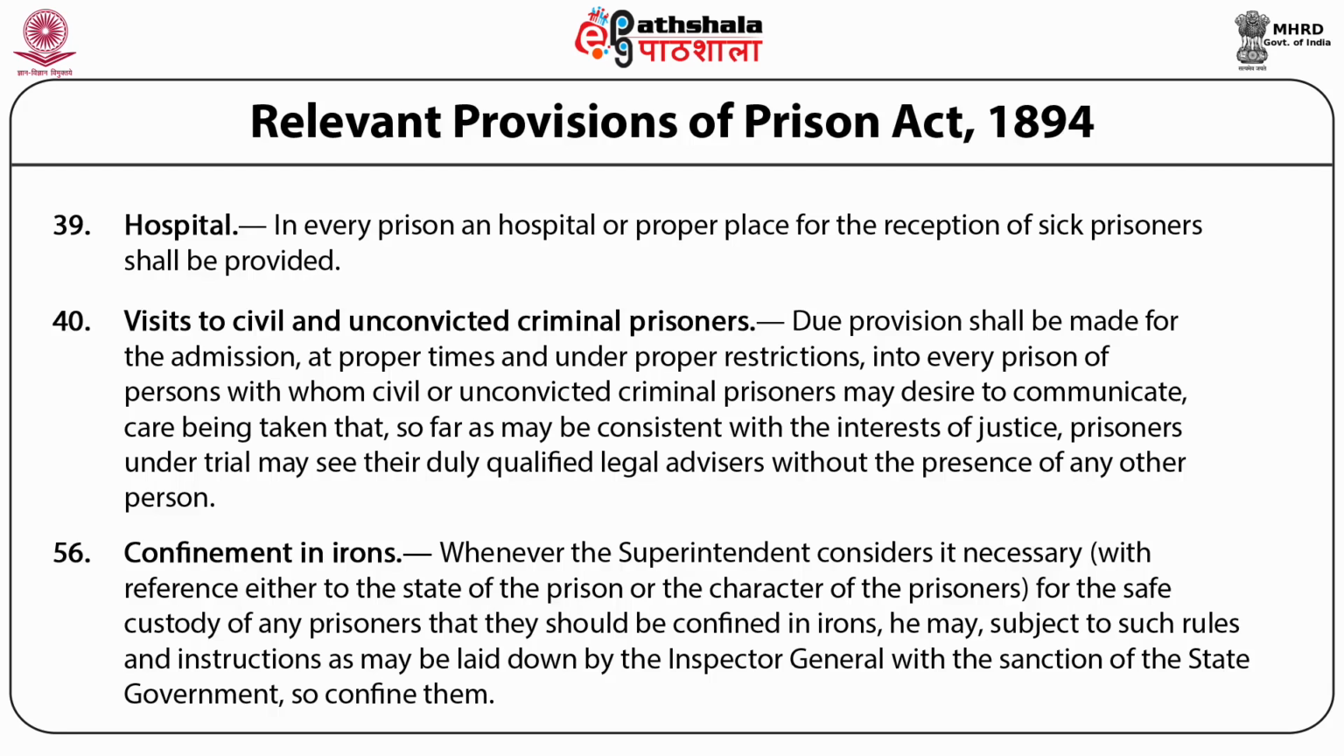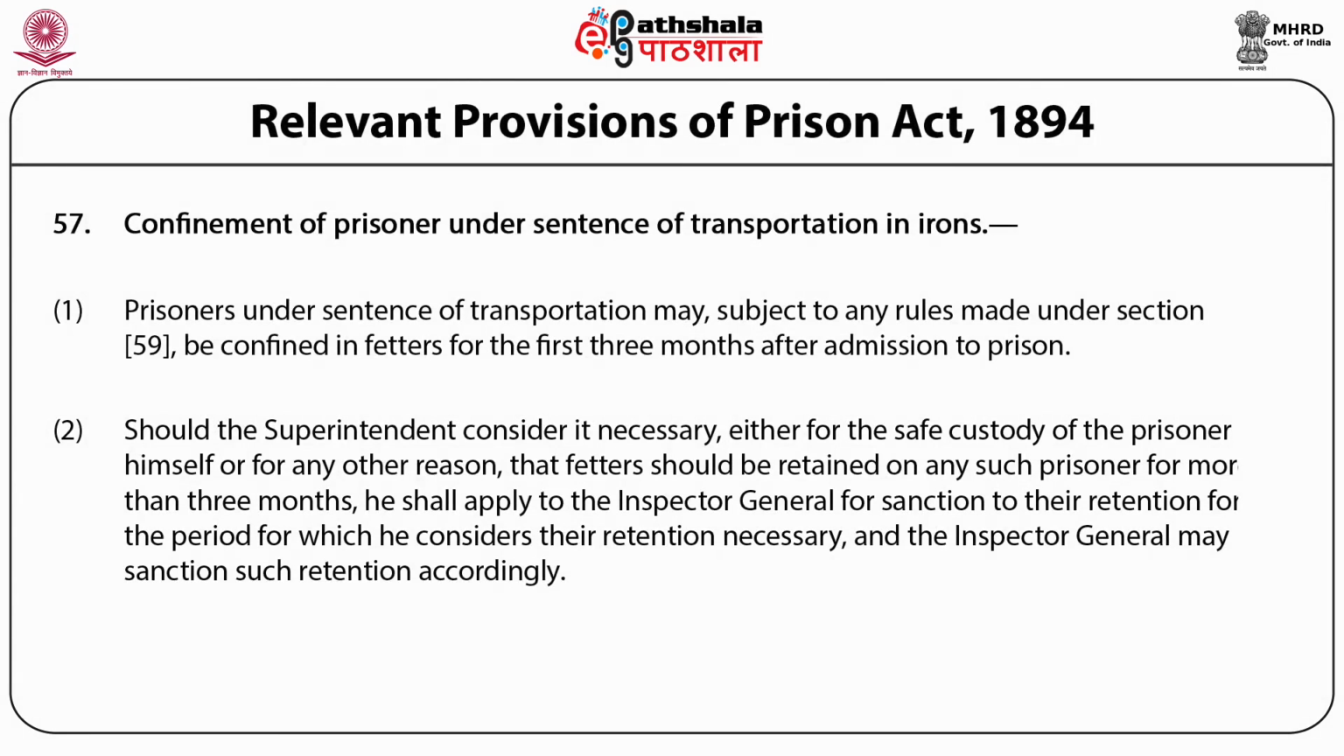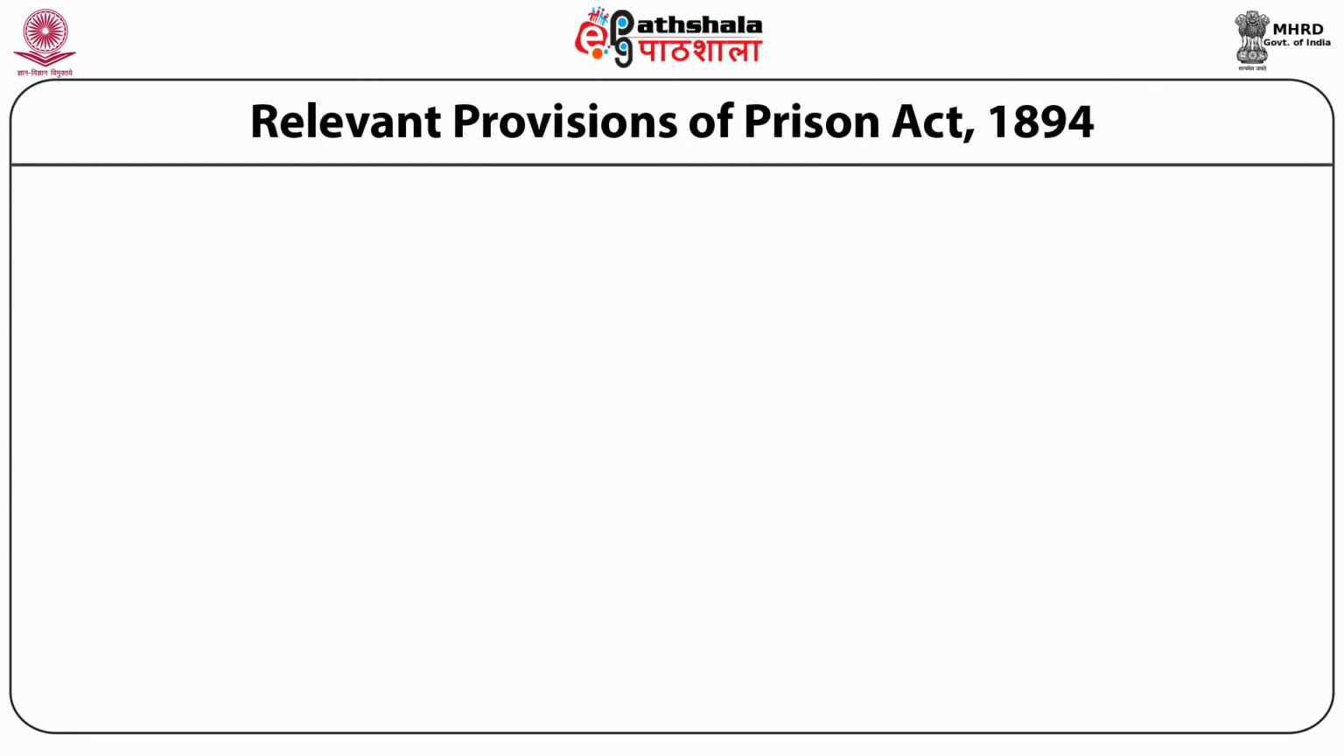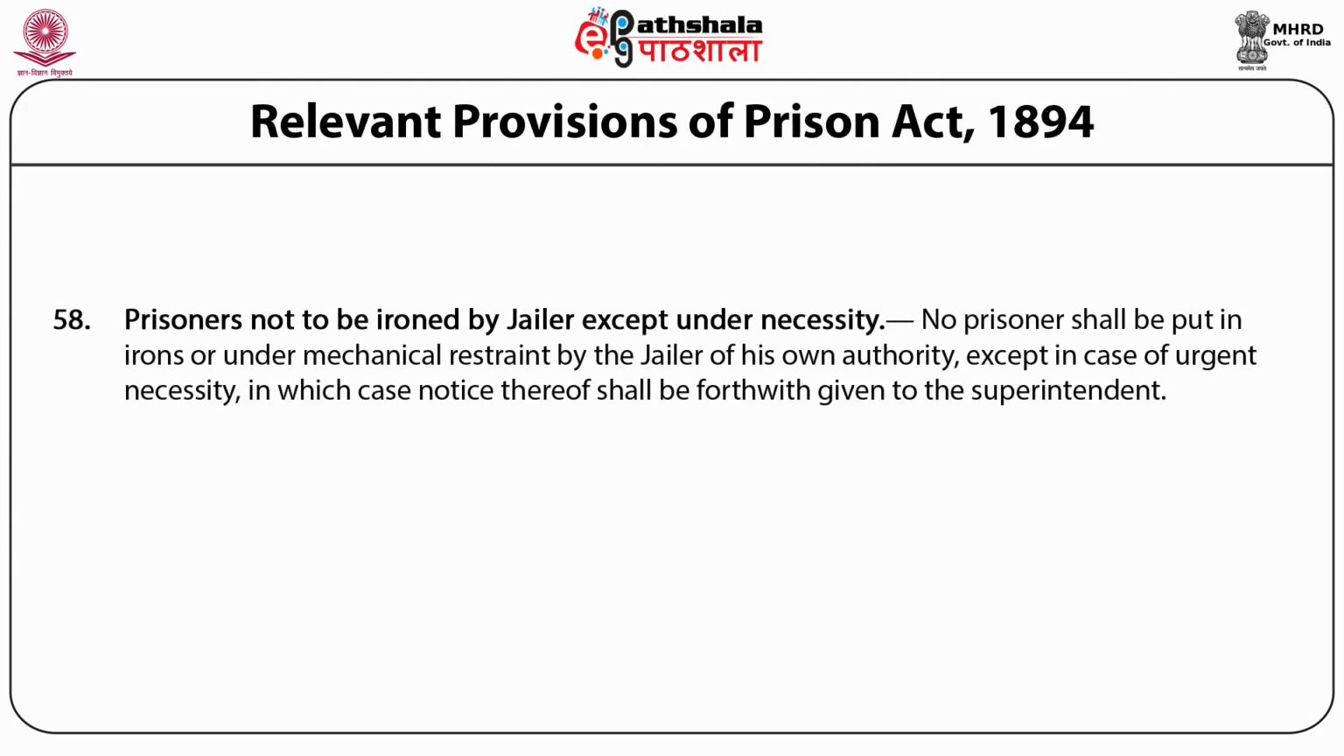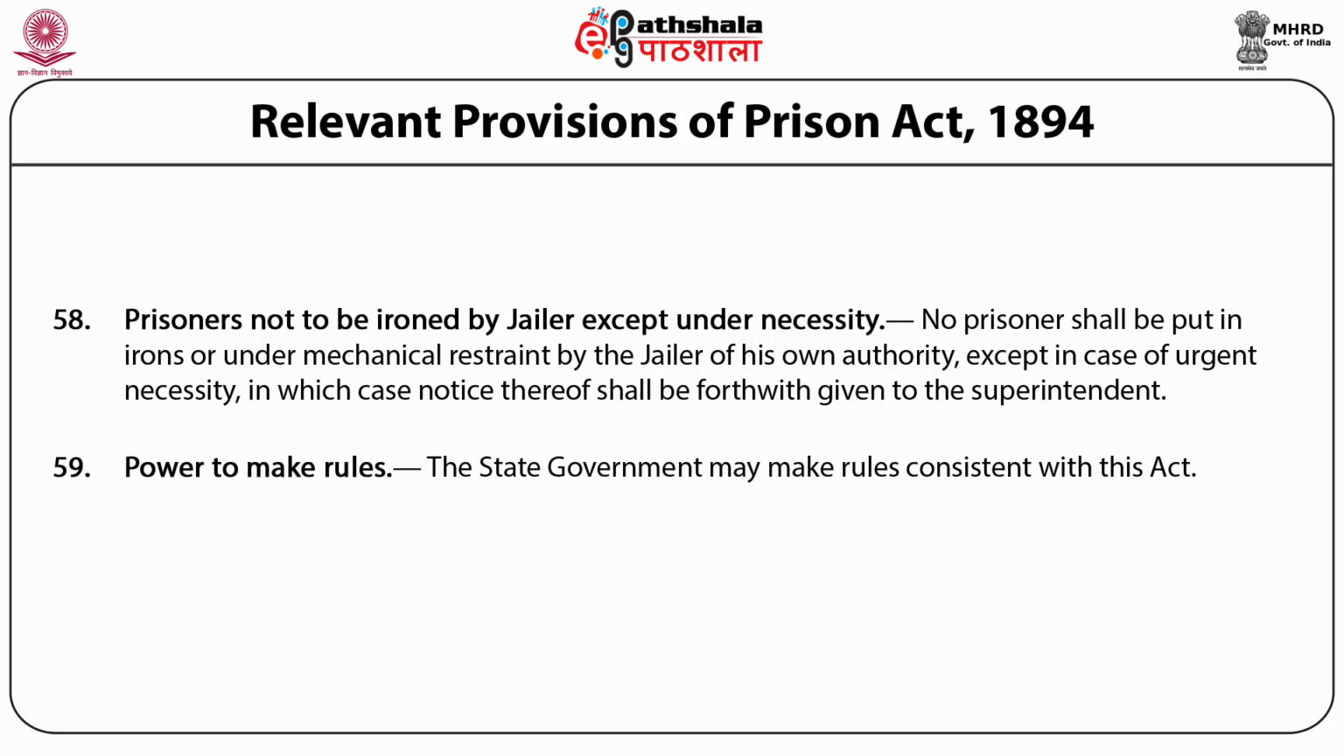Okay, now also prisoners under a sentence of transportation, when you're transporting them from one prison to another, may, again subject to the rules, be confined in chains and irons. Now Section 58 says the prisoner should not be ironed by the jailer except under necessity. No prisoner shall be put in irons or under mechanical restraint by the jailer of his own authority except in case of urgent necessity, in which case notice thereof shall be forthwith given to the superintendent. Also under Section 59, there is a power to make rules. The state government may make rules that are consistent with this act.